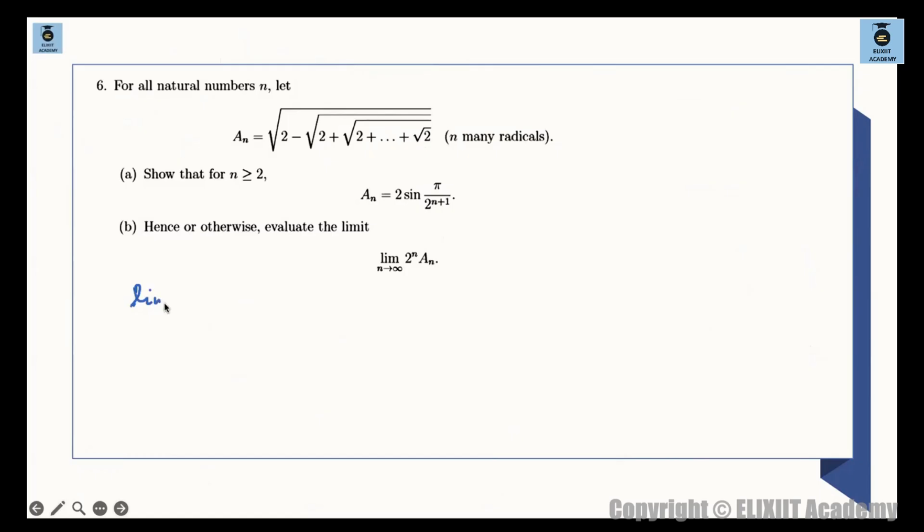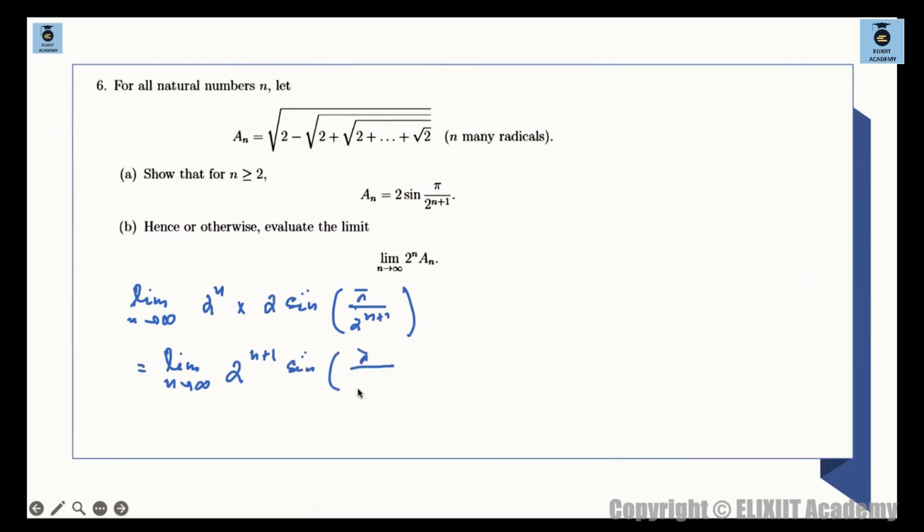So limit n tends to infinity, 2 to the power of n times an. So 2 raised to the power of n multiplied by 2 times sine of pi upon 2 to the power of n plus 1. So this will become limit n tends to infinity 2 to the power of n plus 1 into sine of pi upon 2 to the power of n plus 1. Now you can clearly see that it's better to bring this down as 1 upon 2 raised to the power of n plus 1.